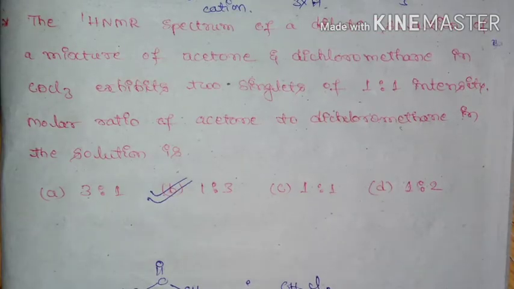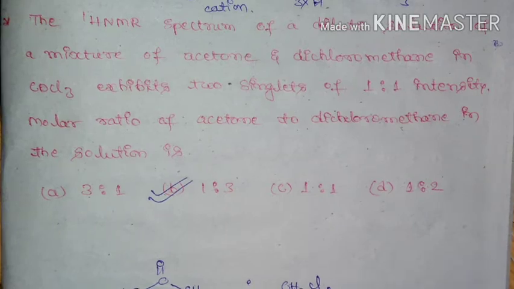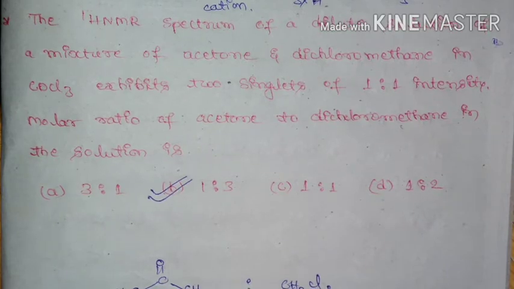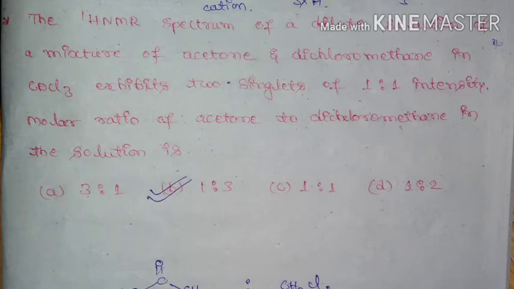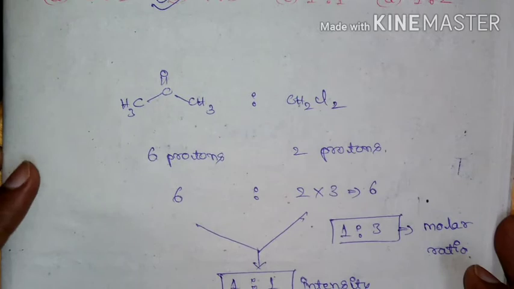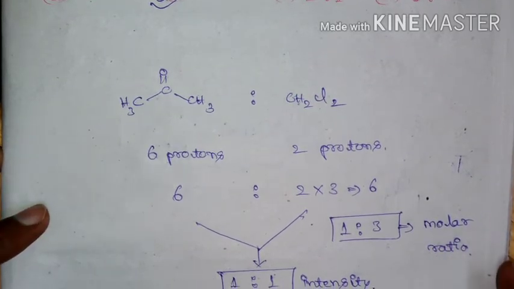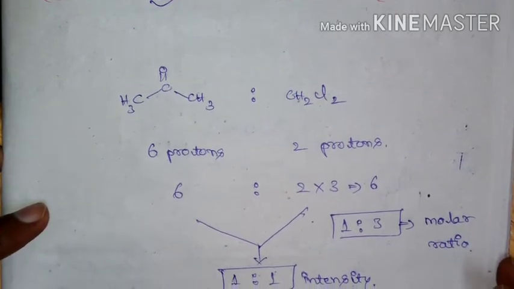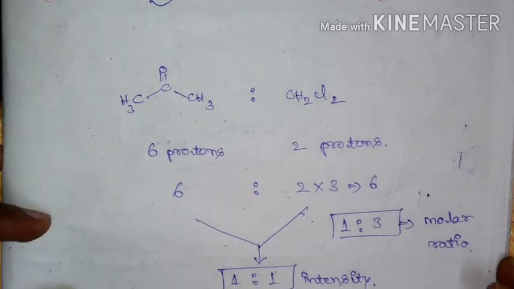Next question, the proton NMR spectrum of a dilute solution of a mixture of acetone and dichloromethane in CDCl3 exhibits two singlets of 1:1 intensity. Molar ratio of acetone to dichloromethane in the solution is, so the correct option is 1:3. If you want to get 1:1 intensity singlet peaks, then we need to take 1:3 ratio of acetone and dichloromethane. Here acetone is having 6 protons, whereas dichloromethane is having 2 protons.